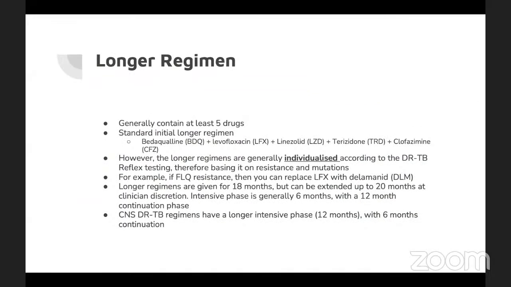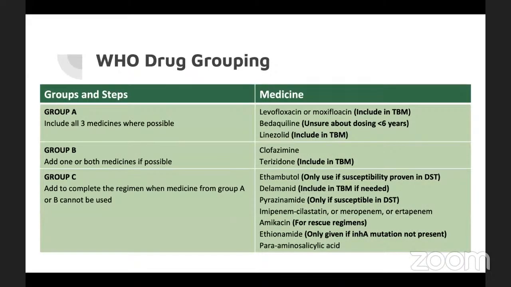The longer regimen also generally contains at least 5 drugs, and it starts with bedaquiline, levofloxacin, linezolid, terizidone, and clofazimine. However, it's generally individualized according to the drug resistance testing, based on resistance and mutations. So for example, if it's a fluoroquinolone resistance, then you can replace levofloxacin with delamanid. And this longer regimen is generally given for 18 months, but can be extended up to 20 months at clinician's discretion. The intensive phase for this is 6 months with a 12-month continuation. The exception is CNS drug-resistant TB, where there's a longer intensive phase of 12 months with a 6-month continuation period.